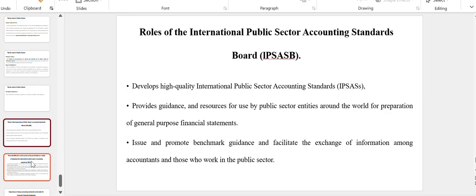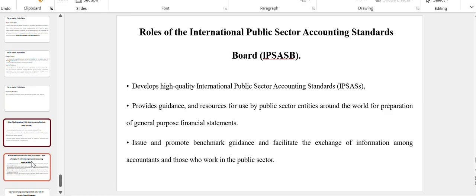Apart from guideline, they also provide resources to the public sector entities. What are these resources? Training, interpretation of accounting standards, even technology. It could be at a fee, but all these are required to enhance the adoption and use of international public sector accounting standard.